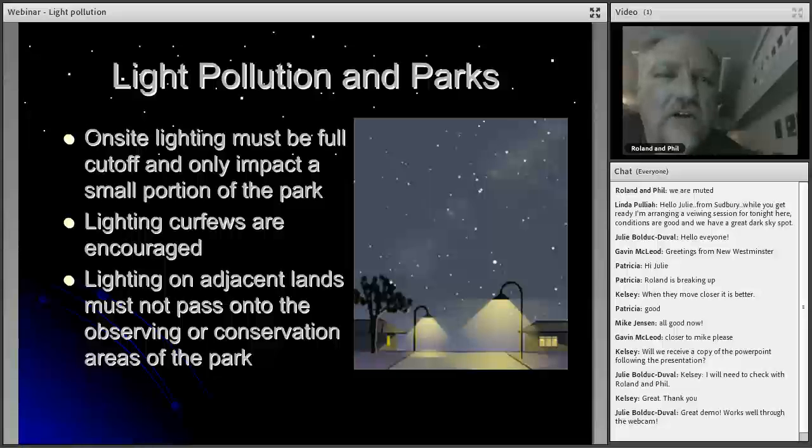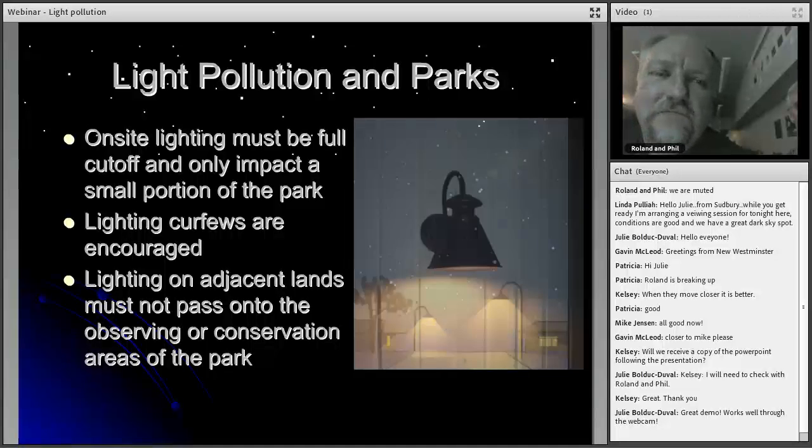And for all of these categories, the on-site lighting must be full cut off or directed downwards. In fact, only a small area of the park is lit, and lighting curfews, i.e. you turn off the lights at 10 o'clock or whatever, are encouraged. We also have constraints that the non-reserve areas outside must not invade with their light onto the park area. So that's an important aspect: each of these dark sky preserves, star parks, or nocturnal preserves must consult with their neighboring properties to help them understand what it is that we're striving for.